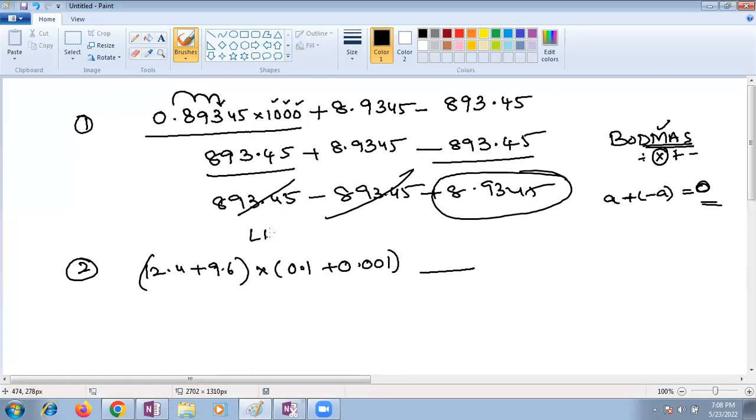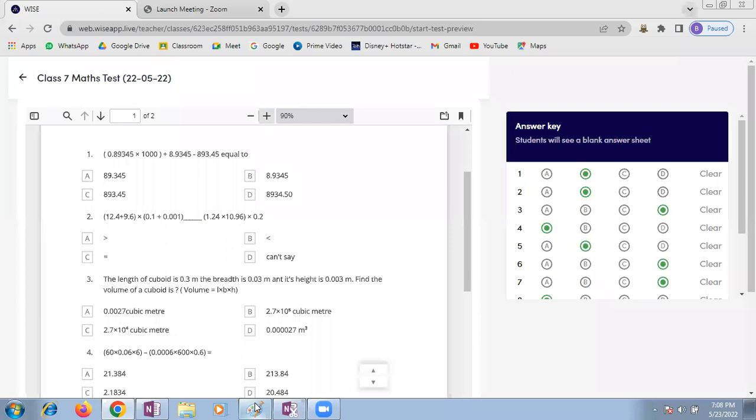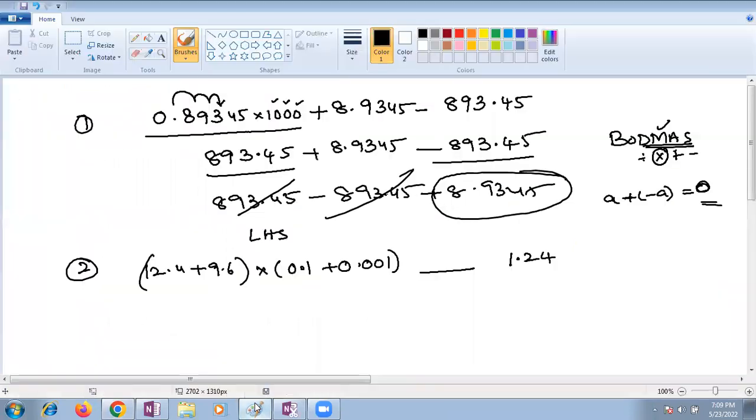Ma'am, 1.24. 1.24 into 10.96 into 0.2. Nana, in this case, within a fraction of a second you are supposed to give your answer. By looking at this, 0.4 and 0.6 make 1, Nana. 0.4 and 0.6 make 1, yes or no? It gives 1.